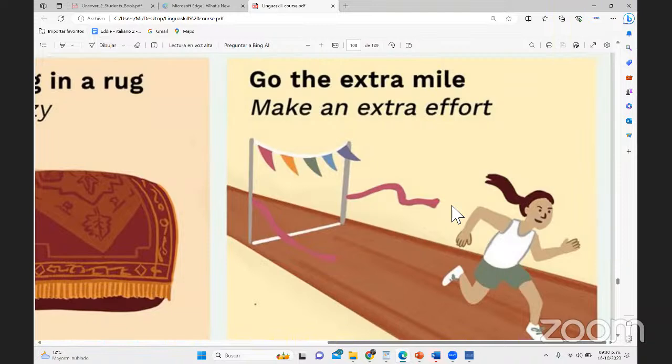Okay, good. Pau, please read this expression and tell me what situation would you use it without translating into Spanish. Go the extra mile. Make an extra effort. Well, in the picture, I think it's when you need to make an effort to win something, and you are almost at the end of the race, I think.